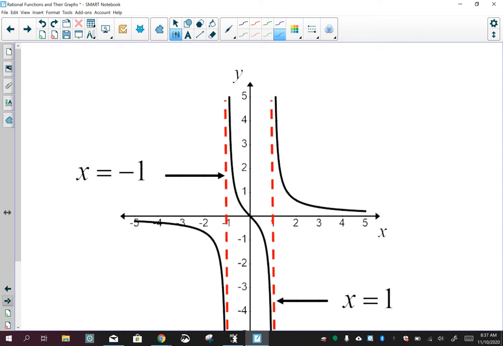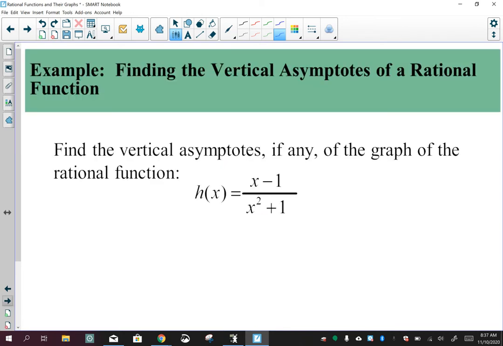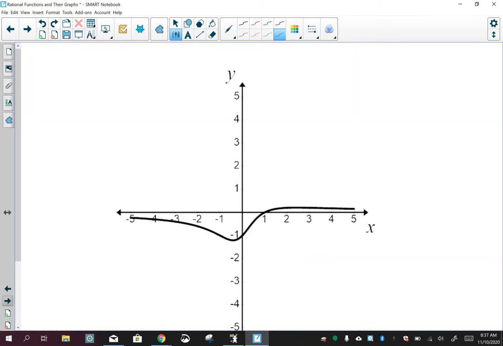Let's try it again. Find the vertical asymptotes, if any, of the graph of this rational function. Again, to start off with, I only care about my denominator. x squared plus 1 is equal to 0. x squared is equal to -1. Oops, can't have that. Since I can't have that, that means there are no vertical asymptotes. And since there are no vertical asymptotes, I just have this nice pretty little graph here. Okay.